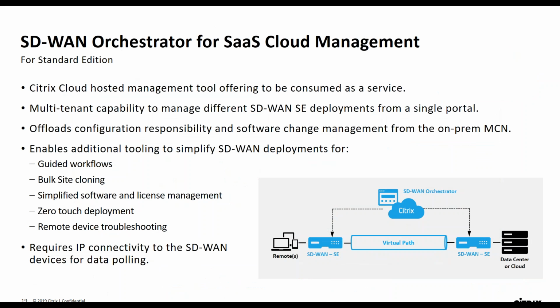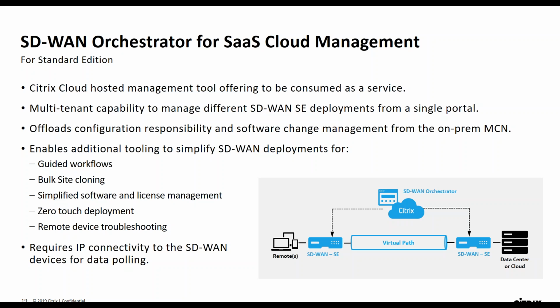One of the things that's really important is that when we talk about Orchestrator and its bird's eye view into your environment, if we're managing everything from a single portal, we need to make sure that we do have connectivity to each of the devices that we have successfully deployed, especially if we're offloading the responsibility of configuration and management from the MCN to the SD-WAN Orchestrator. So when deploying this the first time, you might need to engage your security group to make sure there's IP connectivity.